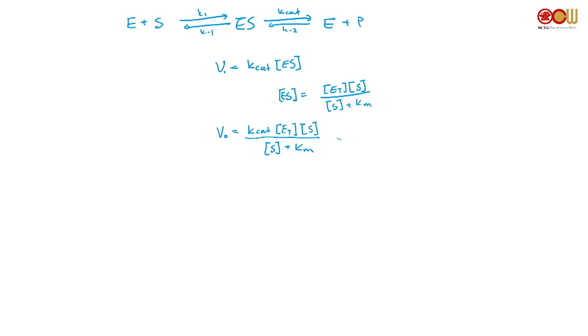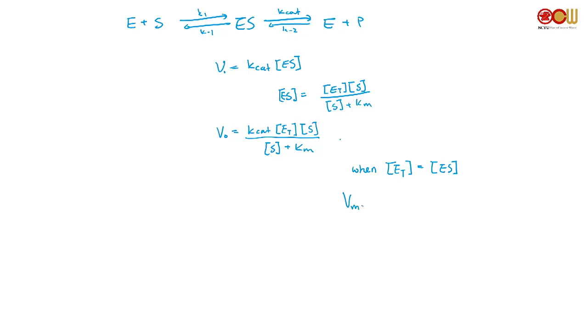Now, we know that the maximum rate is reached when all E is in the ES form. So when enzyme total is equal to ES, what do you have?